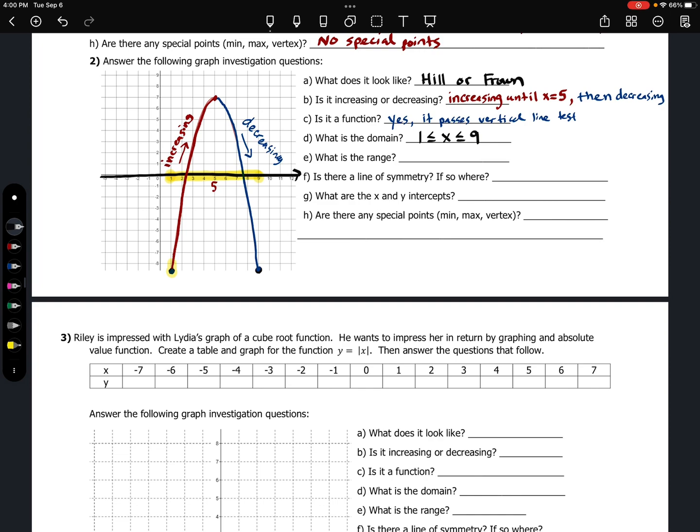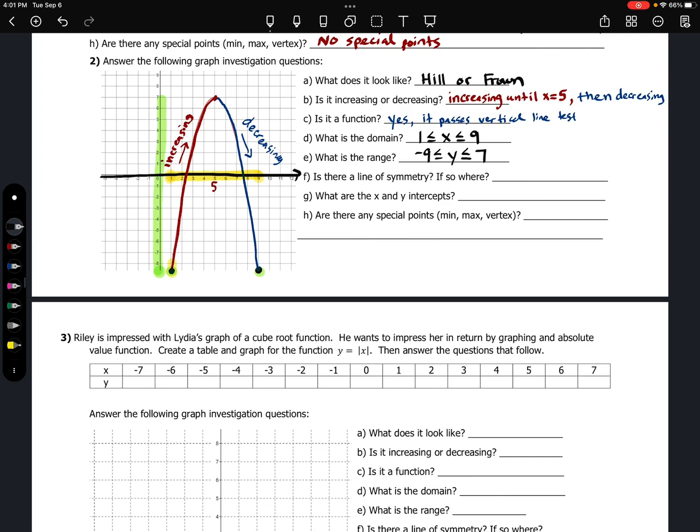Our range values, well, we find our lowest point. So our lowest points are down here, that'd be down at, say, -9. And then it goes all the way up to 7. So we're just going to say here, we're going from -9 is less than or equal to y, and y is less than or equal to 7.